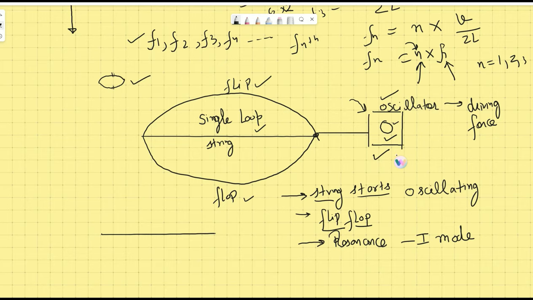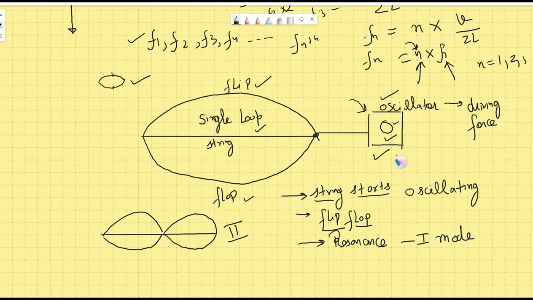So let me just draw a small diagram. So this is the second, two-loop flip-flop which will get created. So you will see two loops after some time, right? Which means you have achieved the second mode. So the natural frequencies of the string are visible to you.